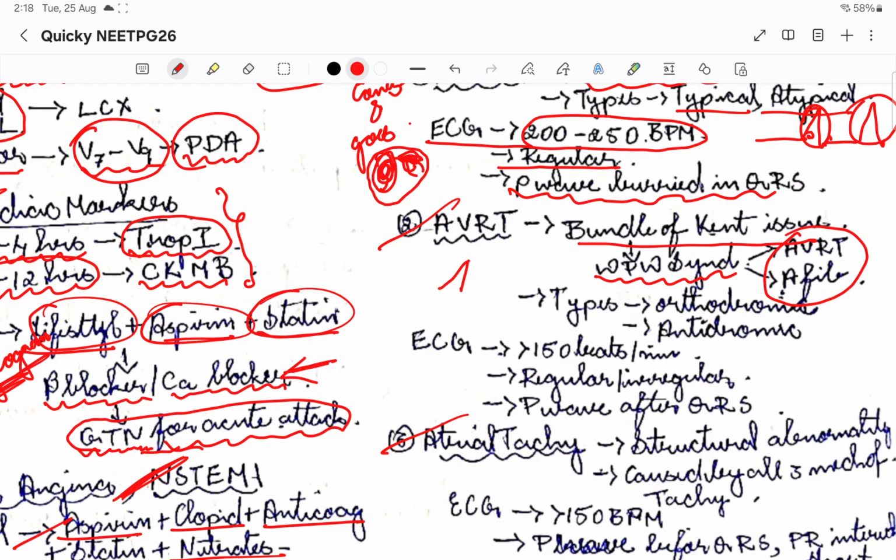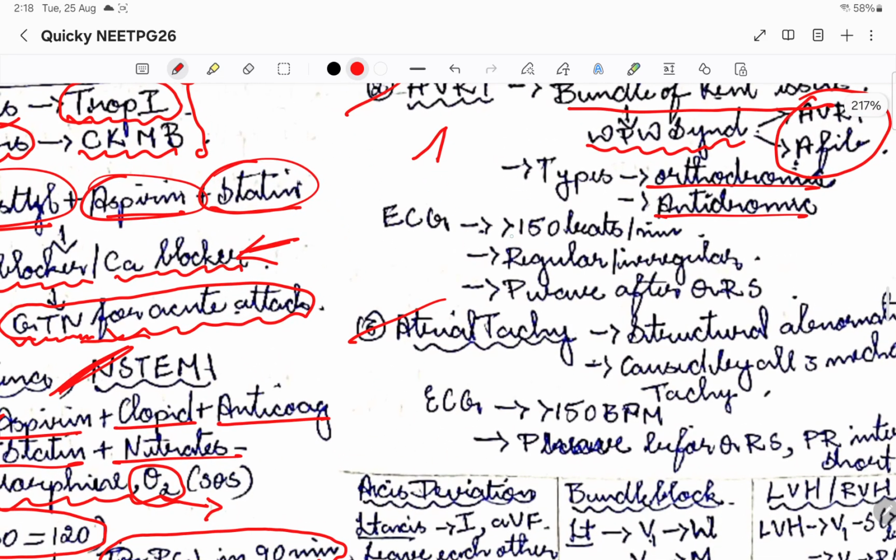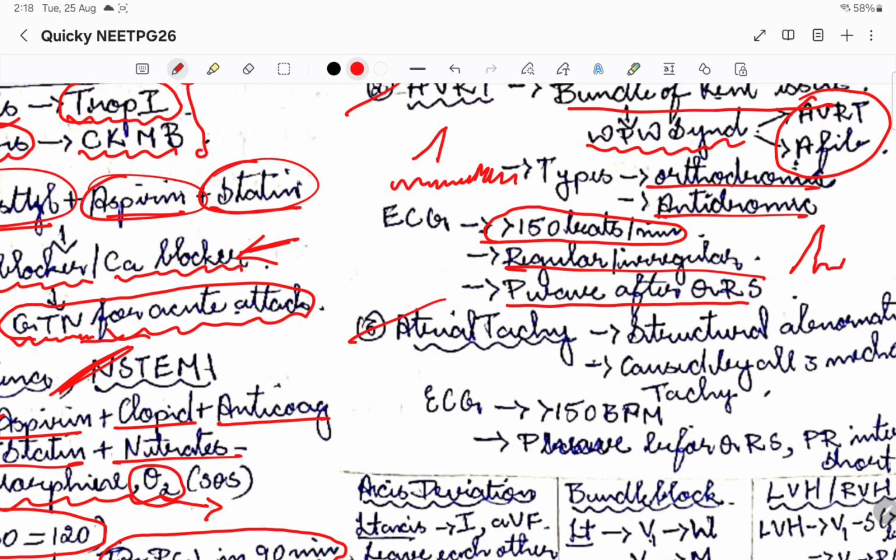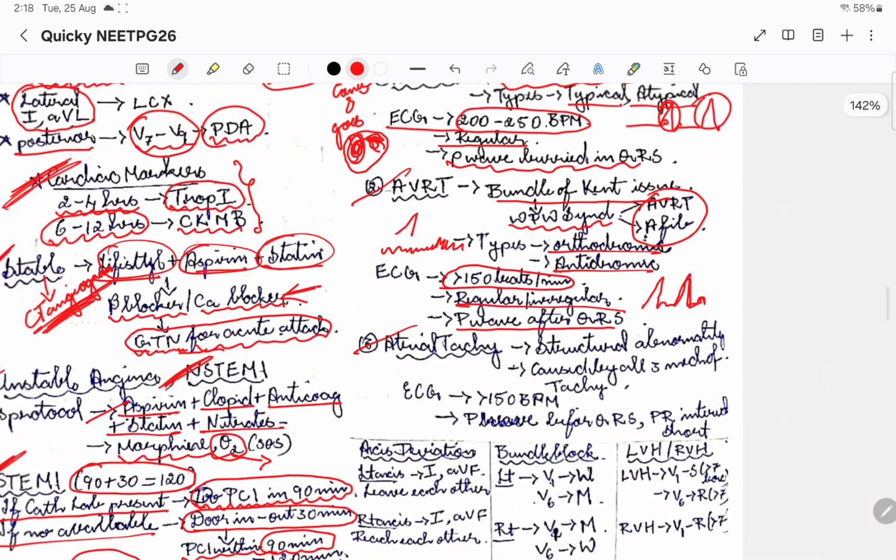There are two types, orthodromic and antidromic. Coming to the ECG, it is more than 150 beats per minute; there it was 200 to 250, right? Here it is more than 150. In fibrillation, the waves are irregular, regularly irregular waves. The P wave is after the QRS. In AVRT the P wave might come after the QRS complex. The delta wave is there, and after the delta wave the QRS complex will be there. This is how the ECG might look with respect to AVRT.